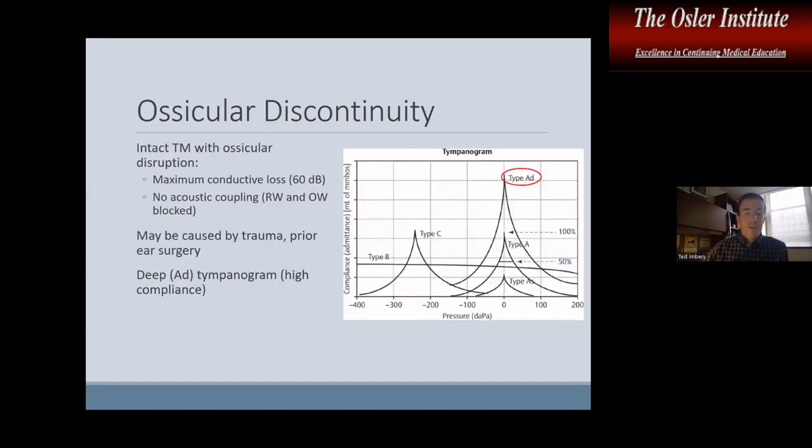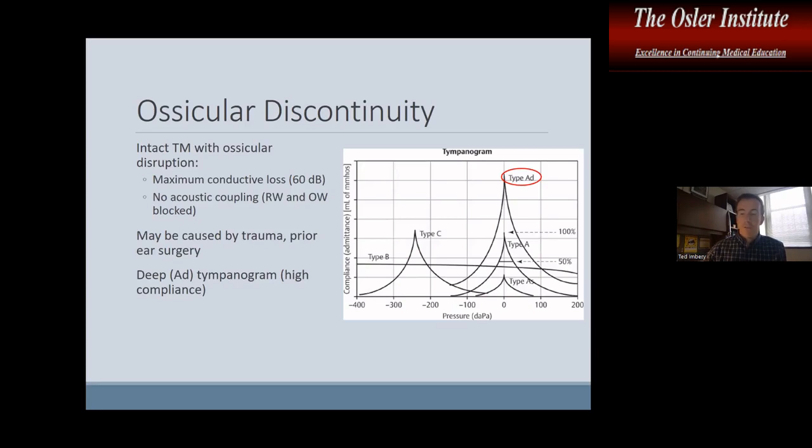So ossicular chain discontinuity, you're going to have an intact tympanic membrane with some form of destruction of the ossicular mechanism. And so these patients are going to have a maximum 60 to 70 decibel conductive hearing loss. There's no acoustic coupling, again, as we illustrated earlier, because the round window and oval window are blocked by the intact tympanic membrane. So oftentimes this would be caused by some form of trauma. So we'll see temporal bone fractures, and then obviously prior ear surgery.